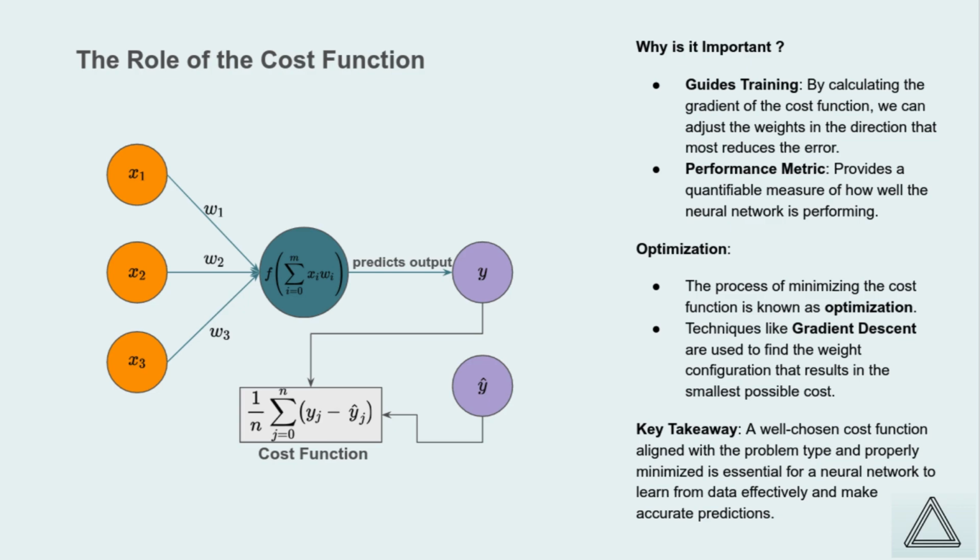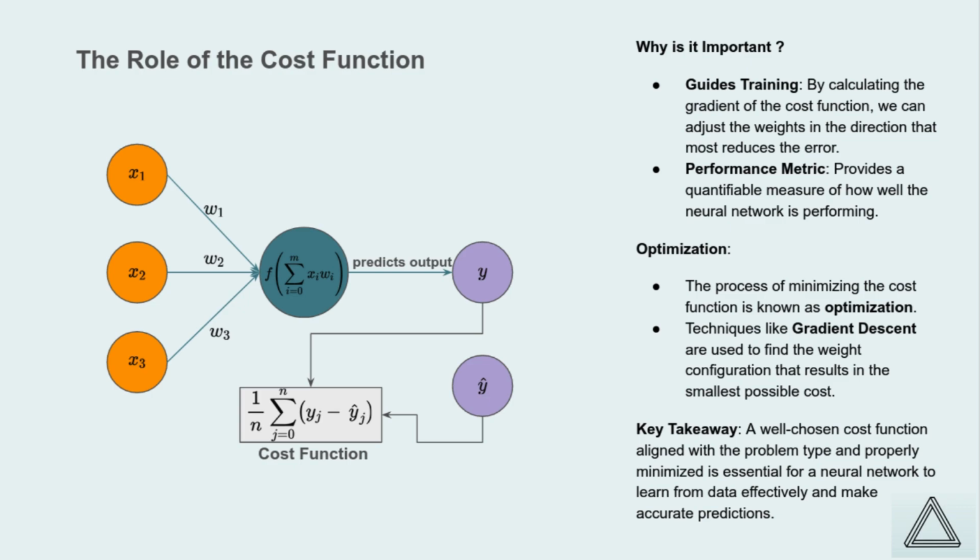The process of tweaking the network to minimize the cost is known as optimization. Gradient descent is one of the most widely used optimization algorithms. It iteratively adjusts the weights to minimize the cost function until the changes are imperceptibly small, indicating that the model has reached a point of convergence.